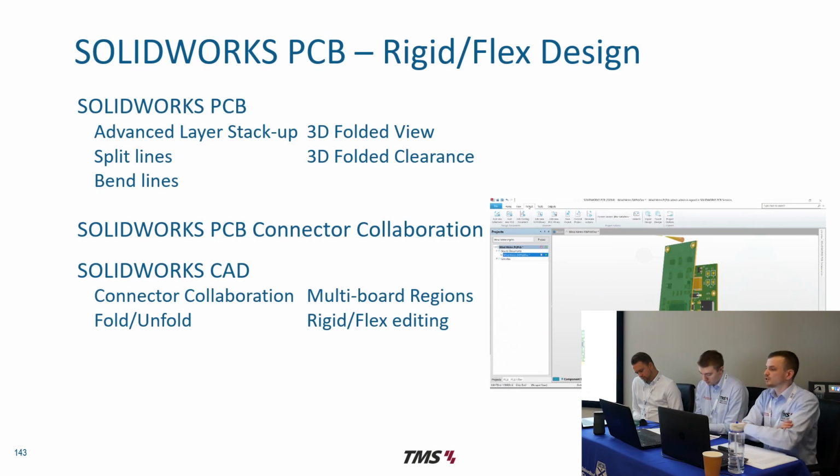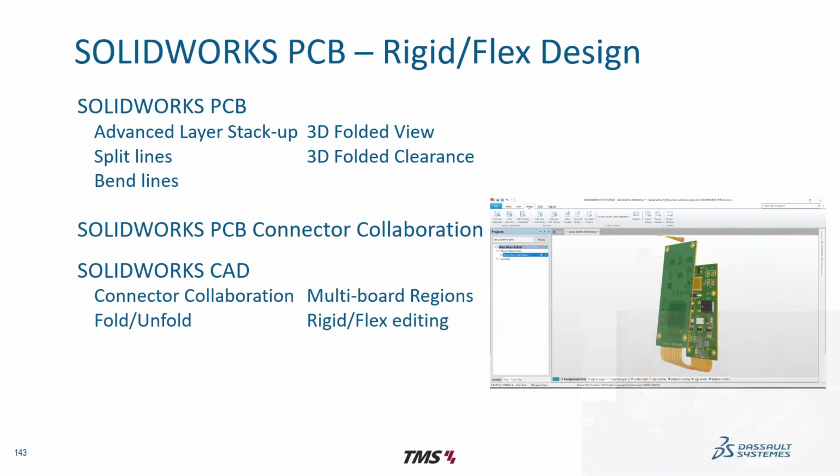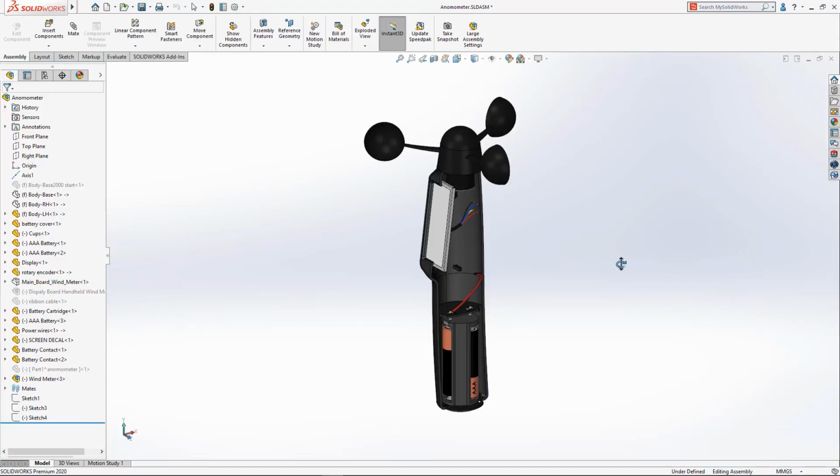But in the little example we're going to show, we're also going to look at some of these new additions as well, whether it be the advanced layer stack-ups. We can add in split lines and bend lines for any of our PCBs, and we can even have a look at the 3D fold in there as well. And all along the way, we're actually going to look at this connector collaboration. If we have a little look at the example.